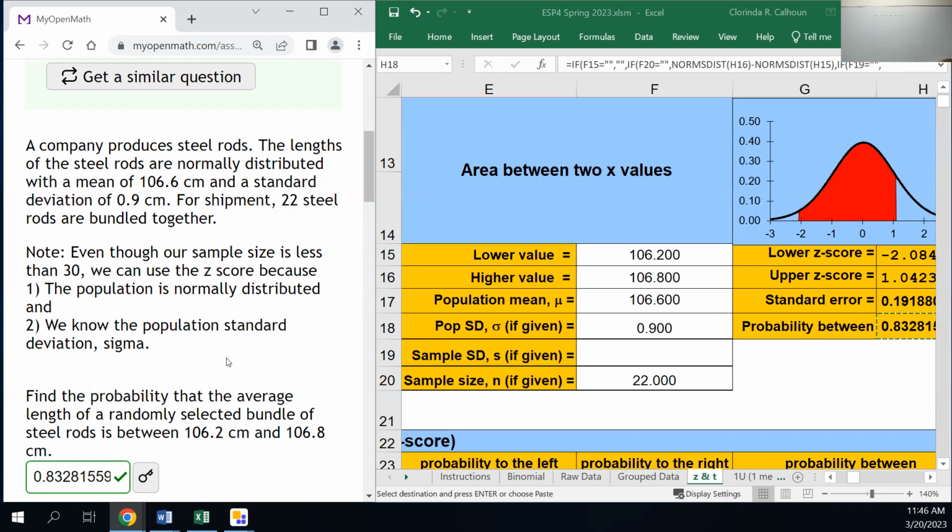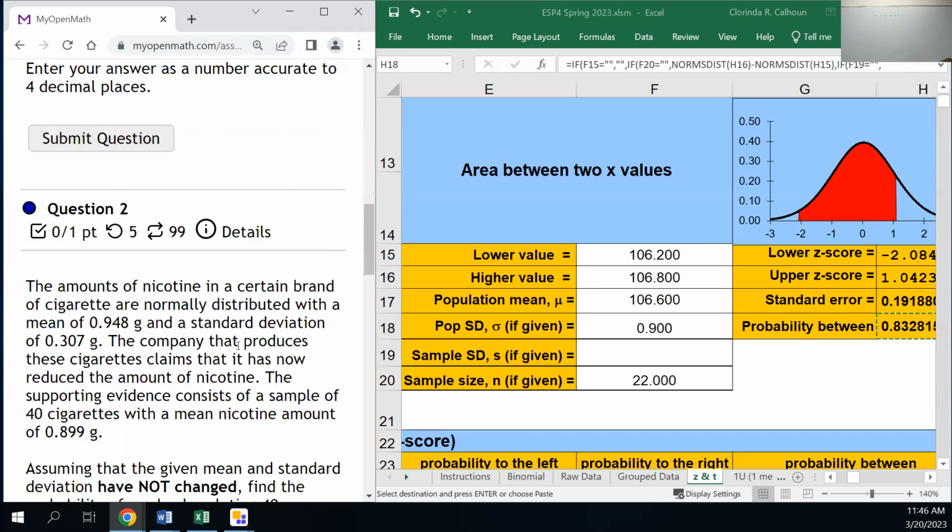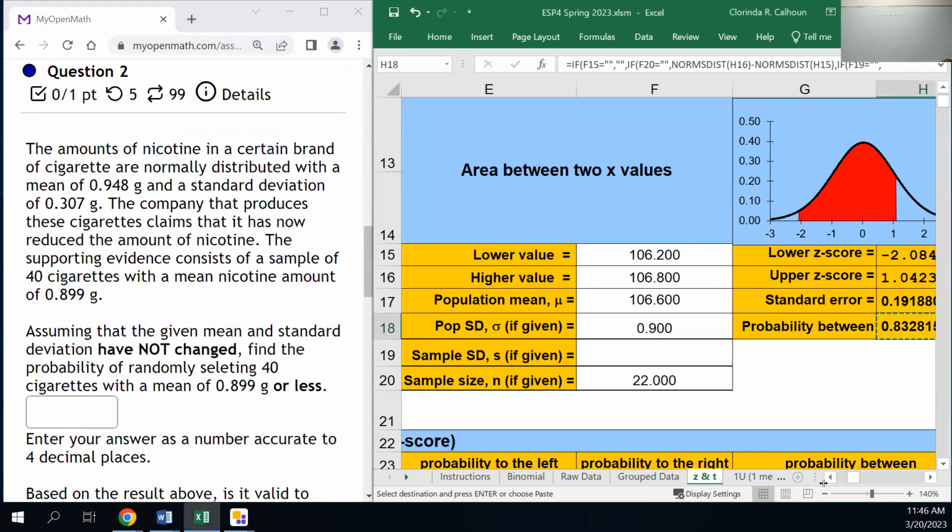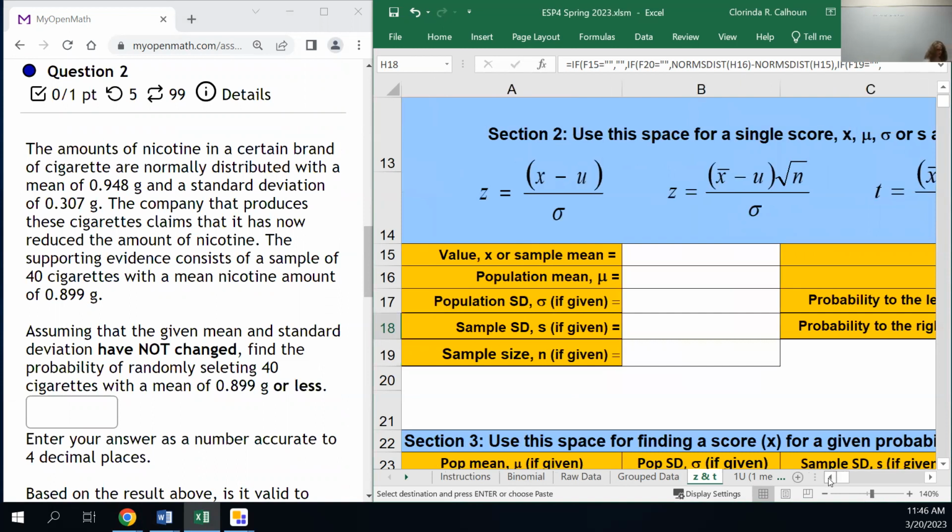All right, let's go to number 2. The amounts of nicotine in a certain brand of cigarette are normally distributed with a mean and a standard deviation. Those are population mean and population standard deviation, by the way, populations. Okay, the company that produces these cigarettes claims that it has now reduced the amount of nicotine.